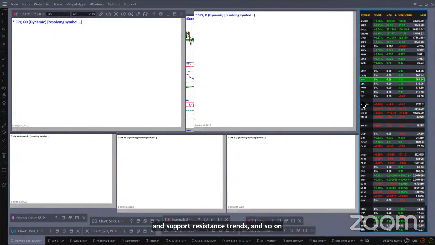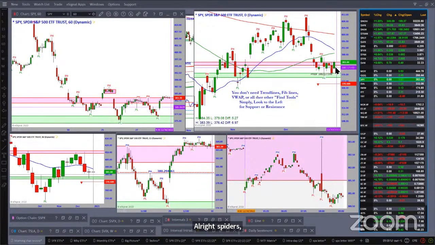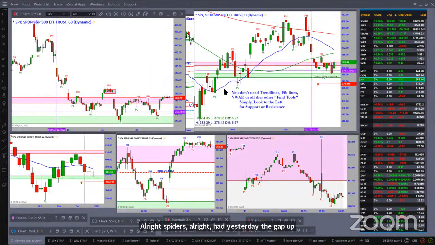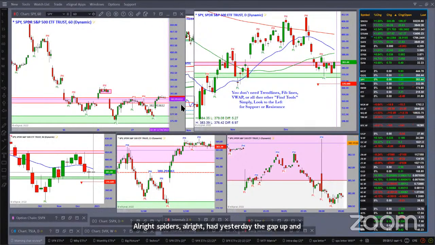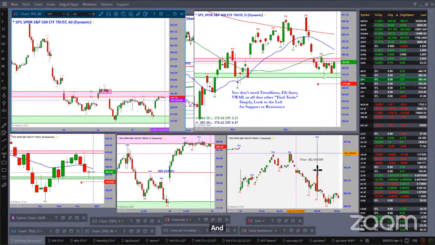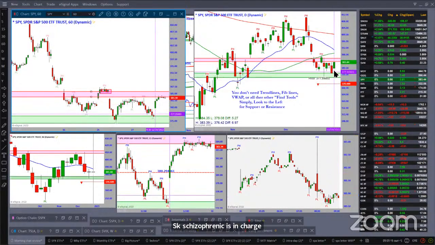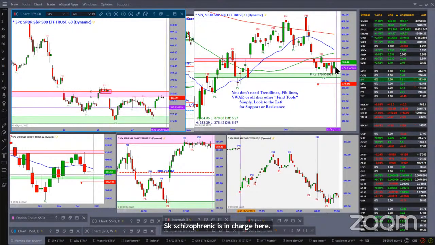All right. Spiders. Right. Had yesterday the gap up, and it came up to the top of the range, and then it stopped. And so now where's it at? Gapping down into the middle of the range. So as we go into this last day of trading, I would say Mr. Schizophrenic is in charge here. Down bar, gap up here, gapping back down.